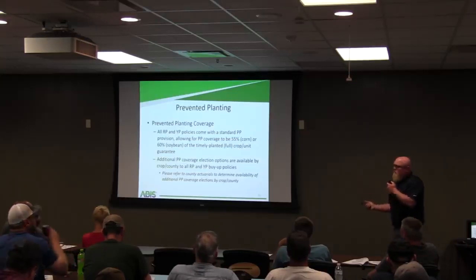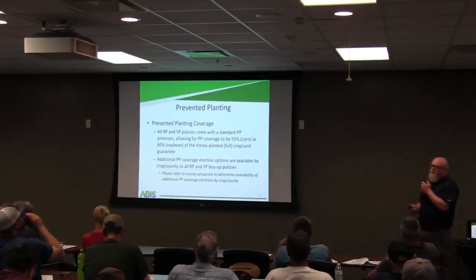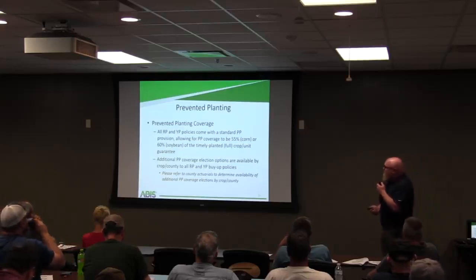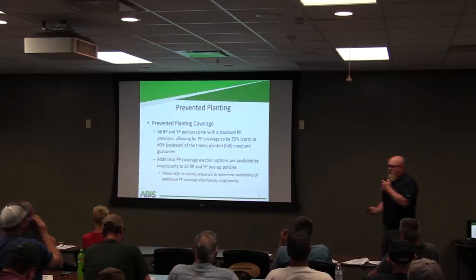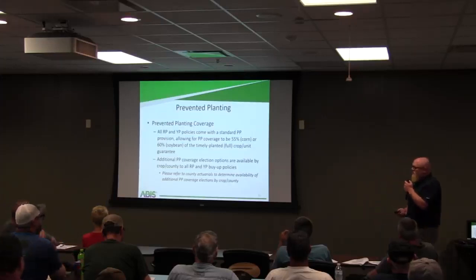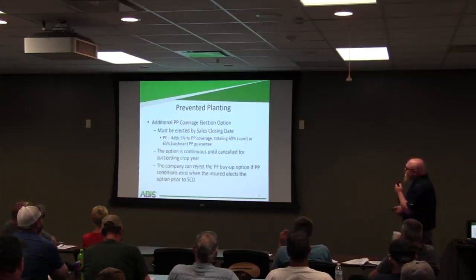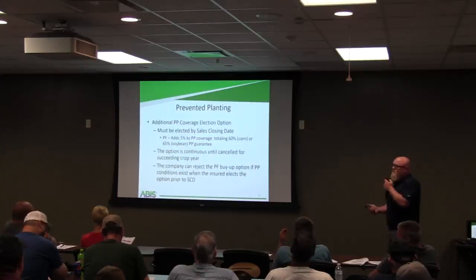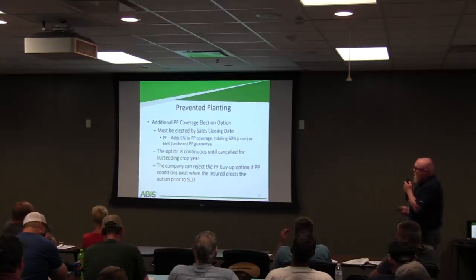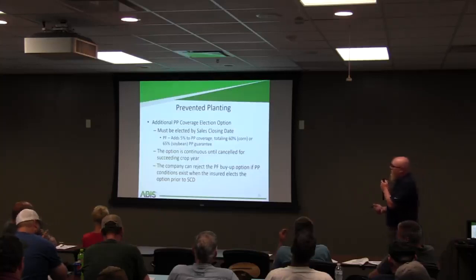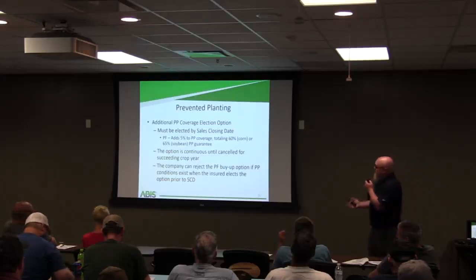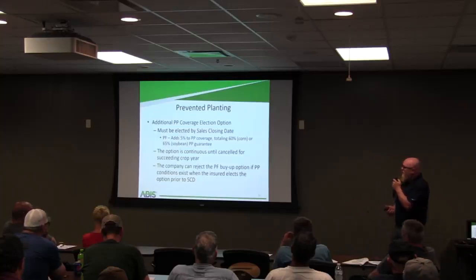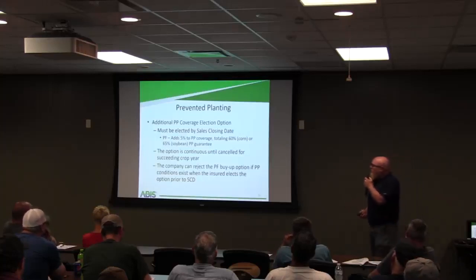We do have the 5% buy-up election available, and we can do that on any revenue and yield policy. Should be available in most counties in the area here. I'm not aware of any that don't have that. So with the additional coverage election, it must be elected by sales closing date, and we do a 5% option. It's called PF option. Adds 5% to your coverage guarantee. So you'd end up at 60% on your corn and 65% on soybeans.